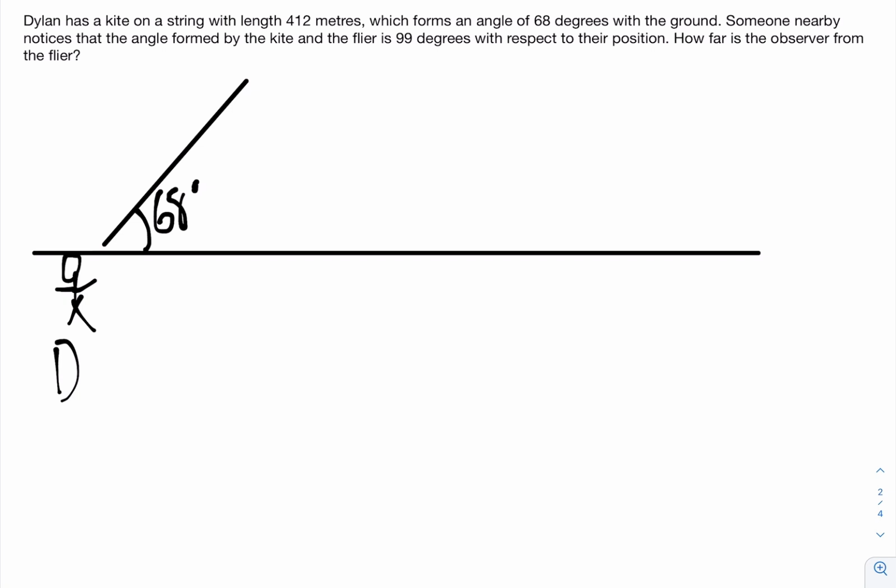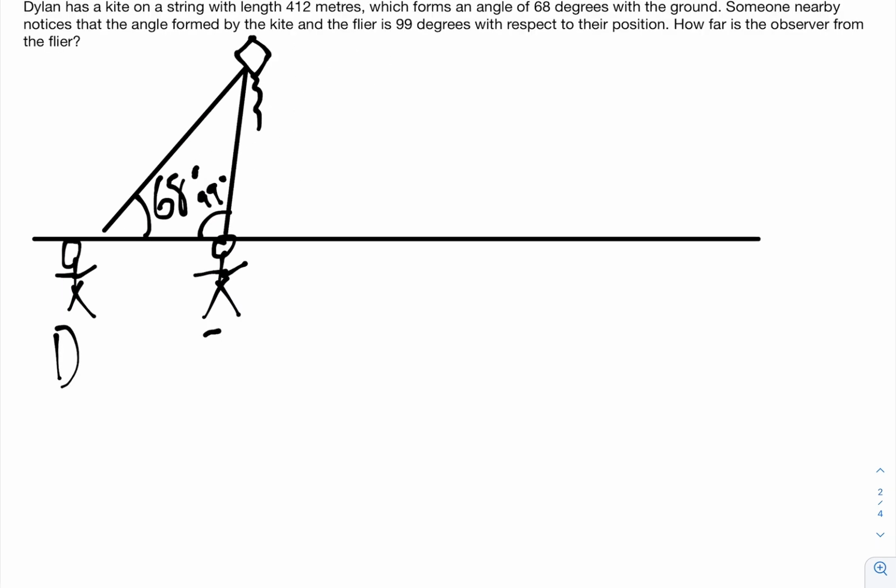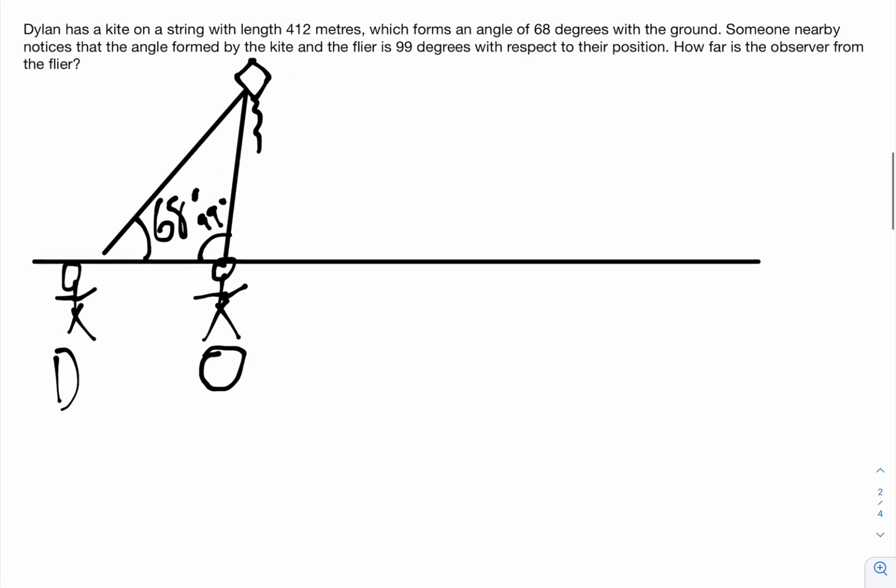Someone nearby notices that the angle formed by the kite, so the kite is up here, formed by the kite and the flyer is 99 degrees. Okay, so the observer is here. And the angle that they observe right here between them and the kite and Dylan is 99 degrees. Okay, so I'll put O for observer. How far is the observer from the flyer?